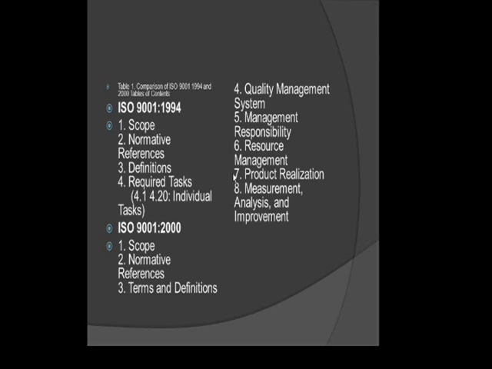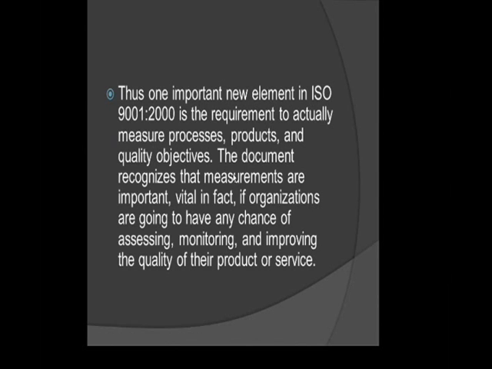In this figure, we can see the comparison of the ISO 9001-1994 and 2000 tables of contents. Thus, one important new element in ISO 9001-2000 is the requirement to actually measure processes, products, and quality objectives. It recognizes that measurements are important, vital in fact, if organizations are going to have any chance of assessing, monitoring, and improving the quality of their product or service.